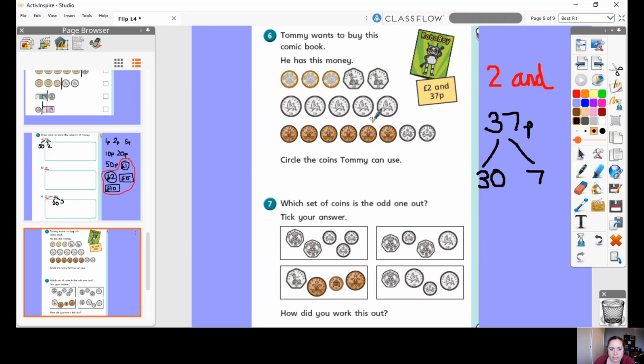Then you've got to make 30. So think about a way of making 30. We don't have a 30p coin, but 30, you could think about splitting it into 3 lots of 10. And your 7p, we've partitioned 7 quite a lot today. So have a think about how you could partition your 7 into some coins and then circle them here.